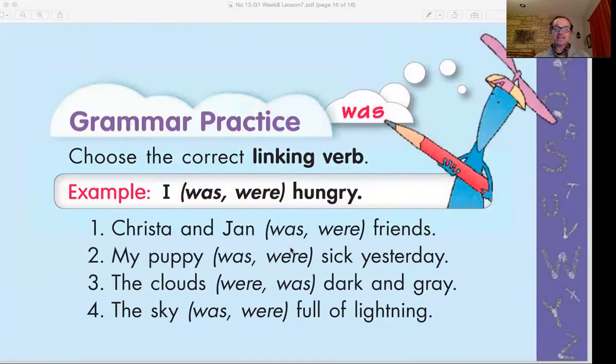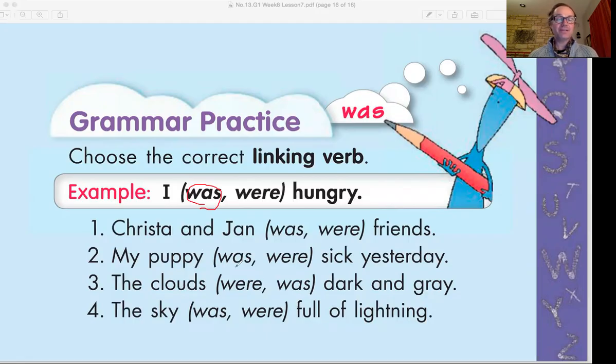Grammar practice. This is the last thing now. Choose the correct linking verb. Now it's going to give us two options and you choose the correct one. Let's do the example together and then you should do the other four and then we'll come back and correct them. The example, I was hungry. I were hungry. It was singular. One person, I, and so it's was. Okay? So go ahead and do number 1, 2, 3, and 4. Start now.